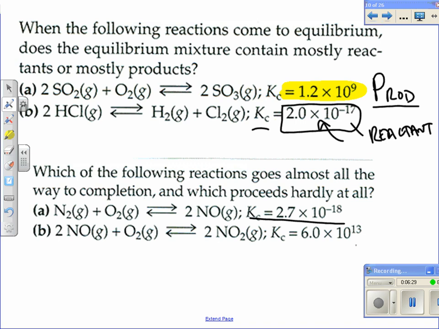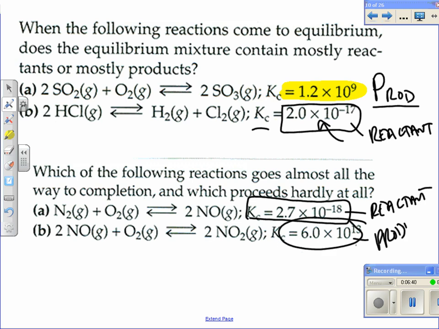Look right here. Kc value of 2.7 times 10 to the negative 18th. This is reactant favored. That's how I get that value. This value is going to be product favored because it is greater than 1. Look at the exponent, the power of 10, is really the way you do it. If you look right here, that's to the 13th, positive, so therefore it's got to favor the products.